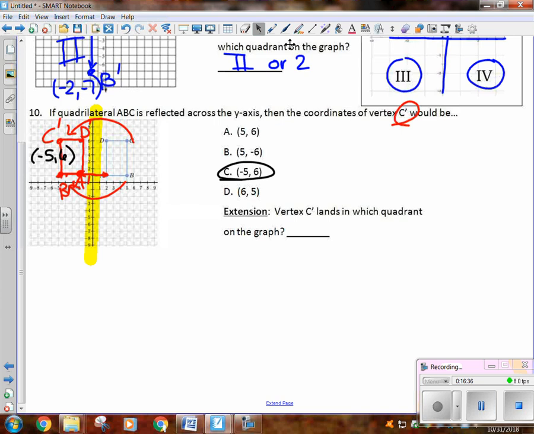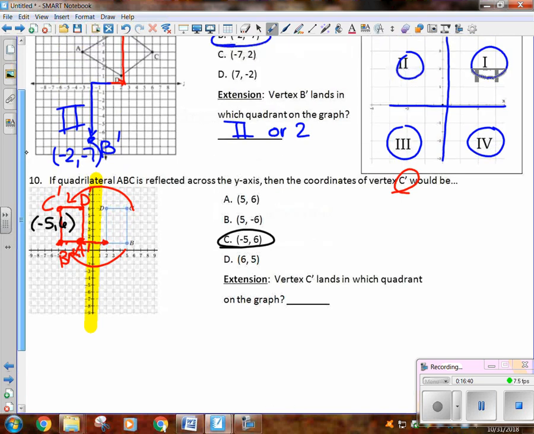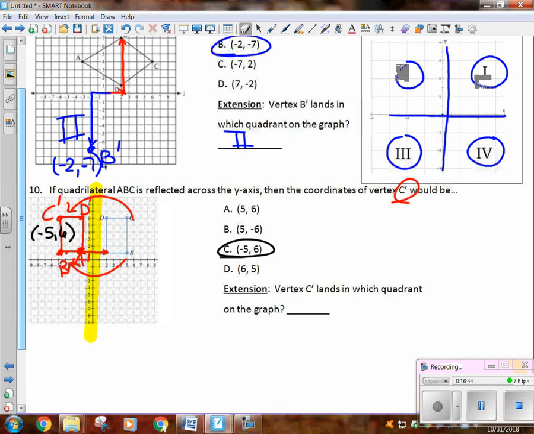All right, vertex C prime lands in which quadrant? Miss Jessup messed up on the last one. That is not quadrant 2. That is quadrant 3. How silly of me. I hope that somebody out there was screaming, Miss Jessup missed that. This is quadrant 2, or the number 2. So sorry. I'm very tired.